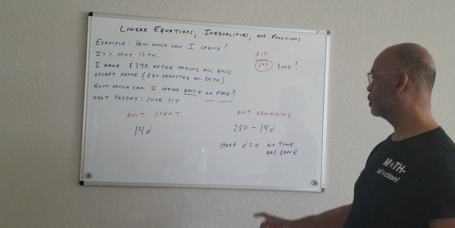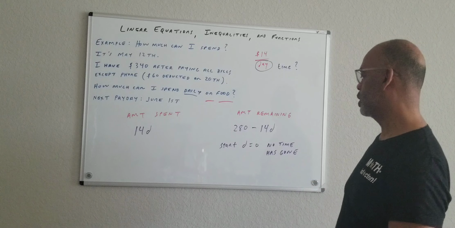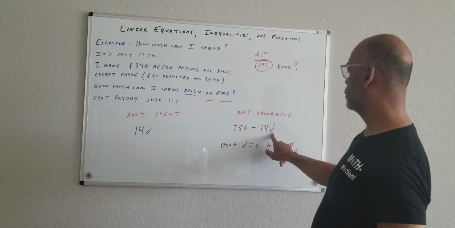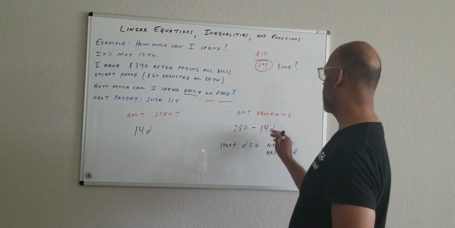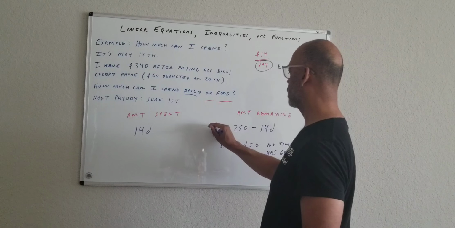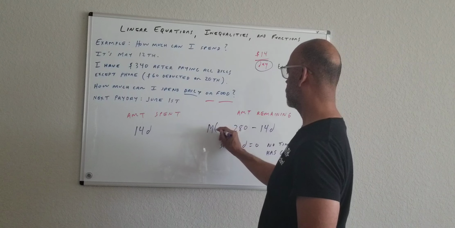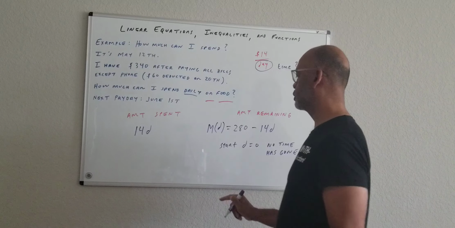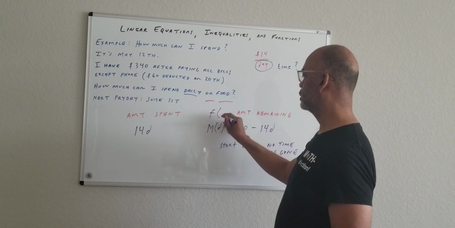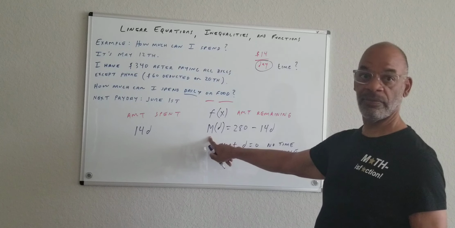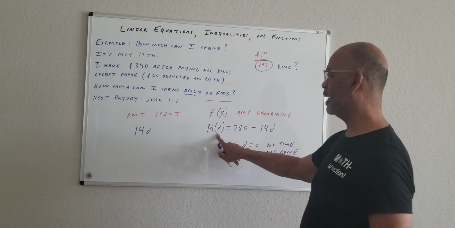Two key concepts here. When you start, you're at 0. Okay, no time has gone. If you fill in a 0, it's 280 minus 14 times 0, and this will give you the amount remaining. We'll call that money. And the money remaining is based on the days that go by. So our function, we generically say function, and we generically say based on X. Our function is called M for money remaining, is based on the D, time, in days that goes by.